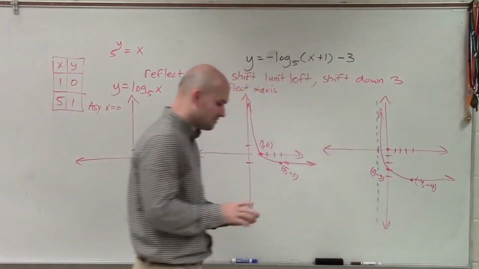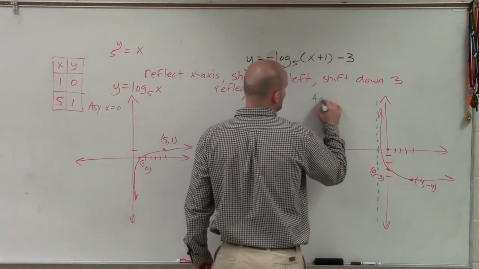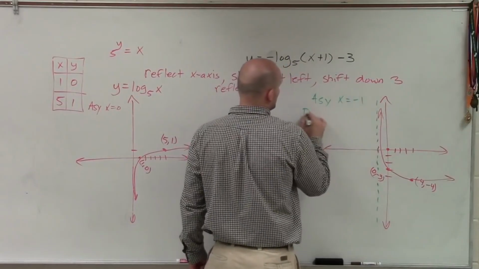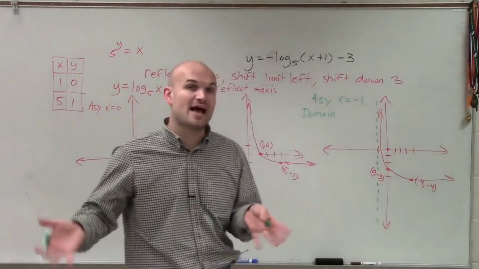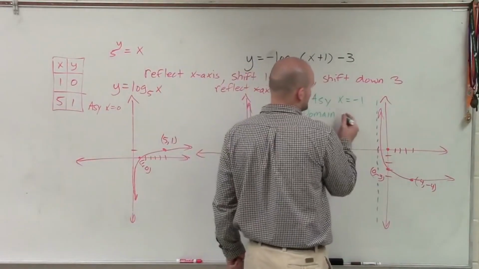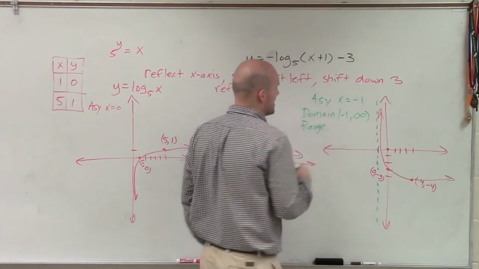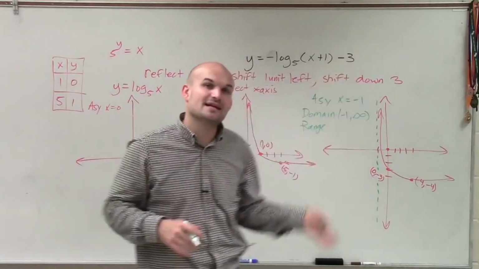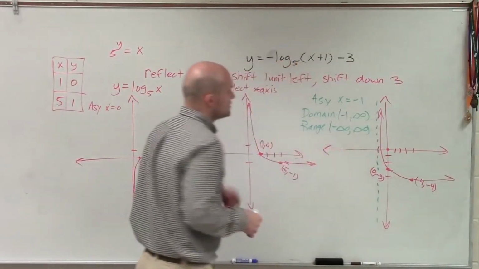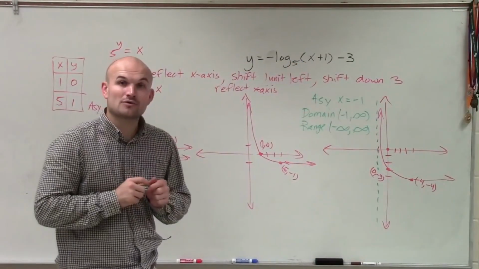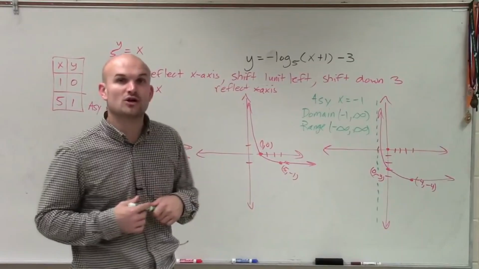All right, and now to determine our domain and range, we want to remember that our asymptote is at x equals negative 1. Therefore, the domain is going to be the set of all x values that we can evaluate for this function. So that's going to be from negative 1 to infinity. And our range, since a logarithmic graph increases to infinity and decreases to negative infinity, is going to be from negative infinity to infinity. So there you go, ladies and gentlemen. That is how you graph a logarithmic equation, or function, using the same process with multiple transformations.